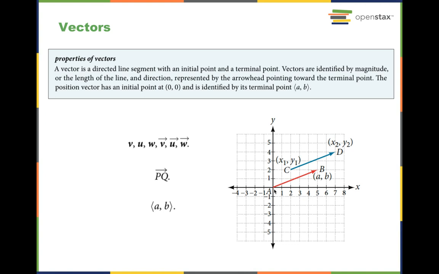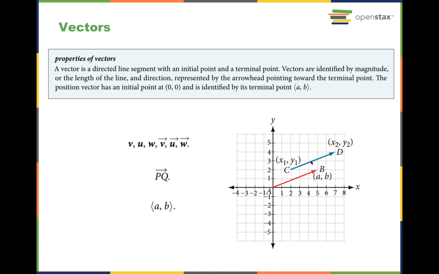Something important about vectors is it doesn't matter where they are. We can pick one up, slide it around, move it up, move it down, move it to the right, move it to the left. So these two vectors, CD and this vector AB, are the same vector. All that matters is the length of the line and the direction that it's pointing. None of it really matters where it starts or where it ends. It's the length and the direction that determine a vector.